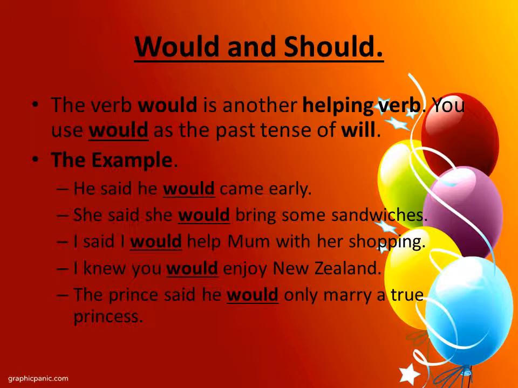Would and should. The verb would is another helping verb. You use would as the past tense of will. For example: He said he would come early. She said she would bring some sandwiches. I said I would help Mom with her shopping. I knew you would enjoy New Zealand. The prince said he would only marry a true princess.